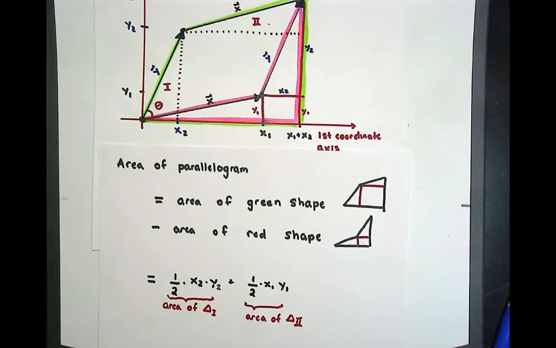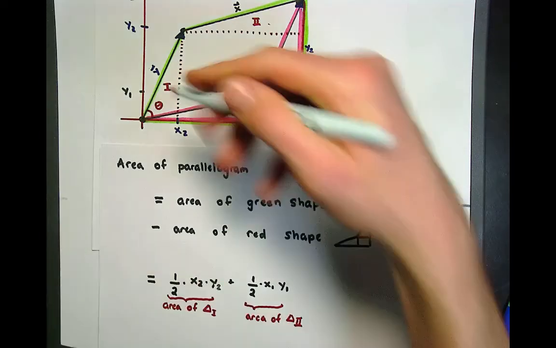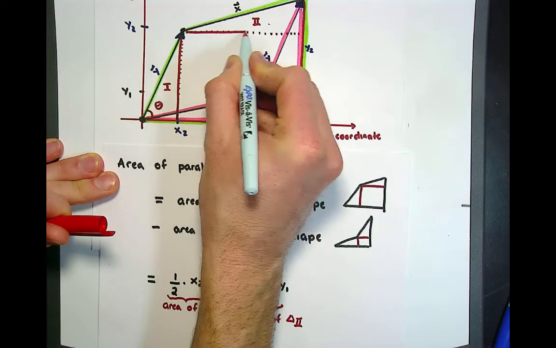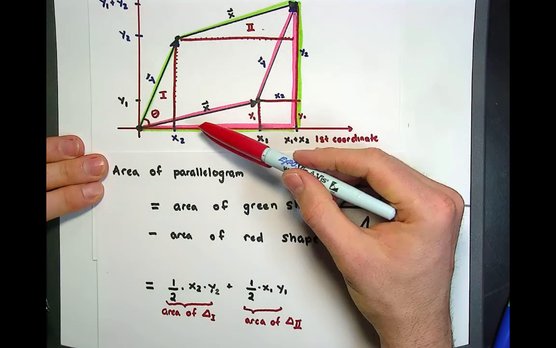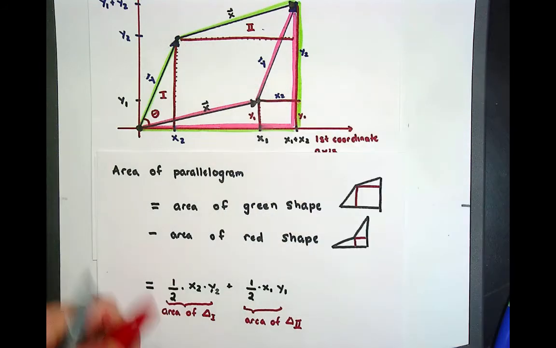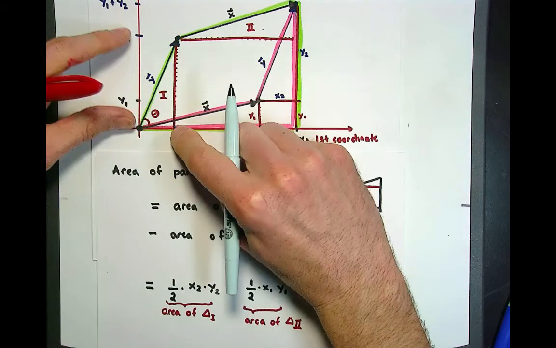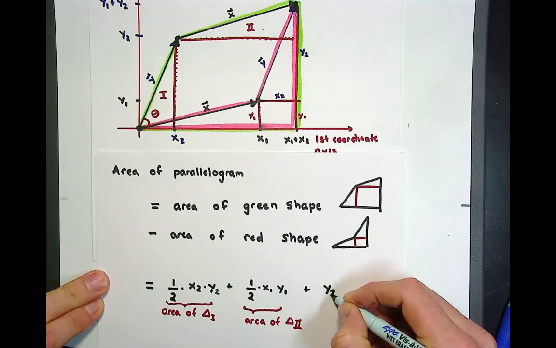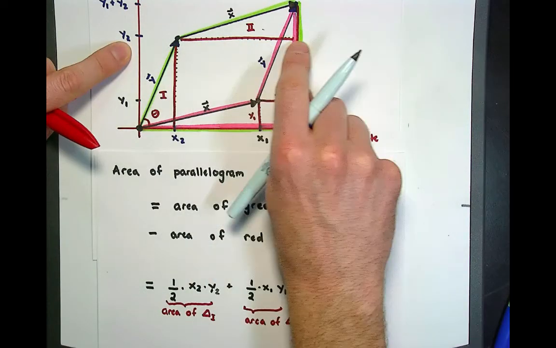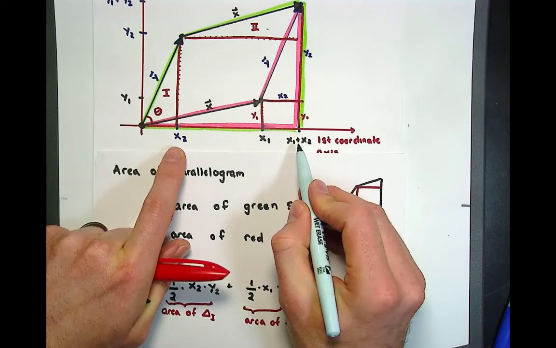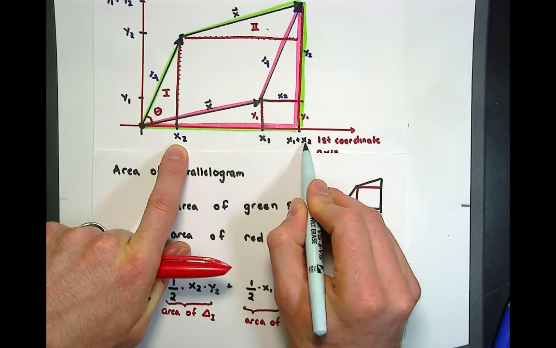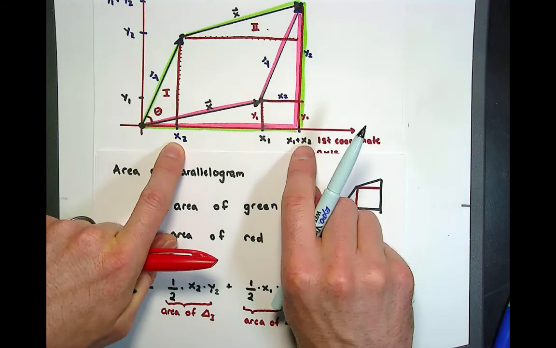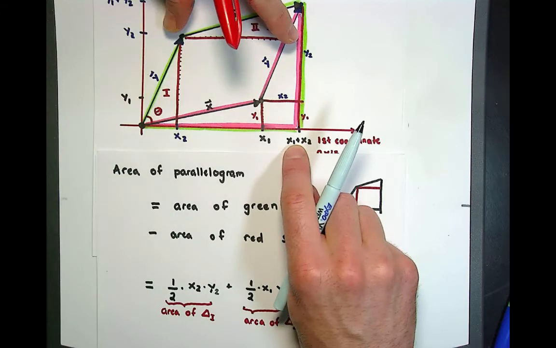And then the one last thing that we have in the green shape is the square, which is this large square right there, right? What is the height of that large square? The height of the large square would be the length of this, which would be y2. And then what about the length here? Well, that length would be the distance from x2 to x1 plus x2, which, if I subtract x2 away from x1 plus x2, I just get x1. And that makes sense because this length right here would be x1.